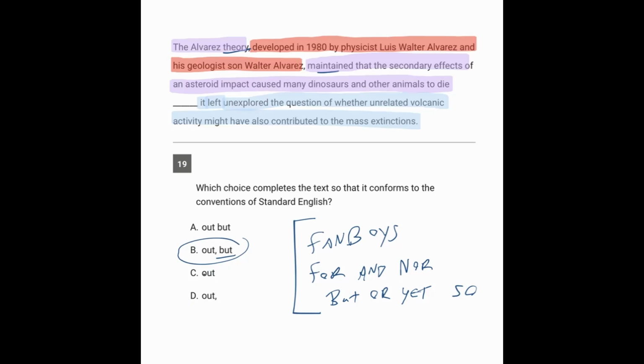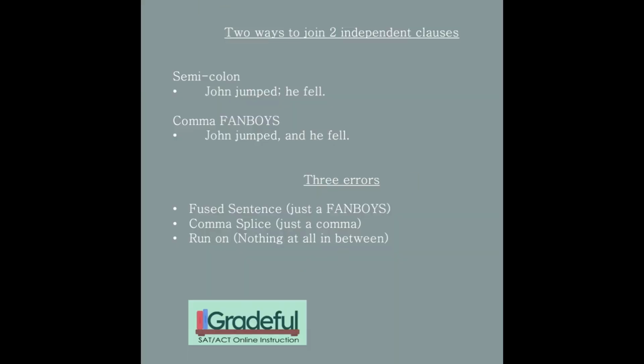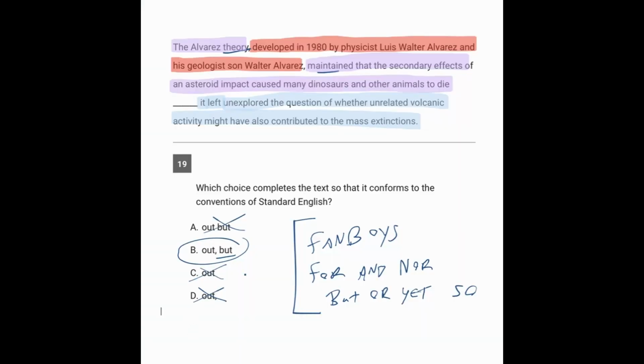Now, by the way, answer choice C, that's our run-on sentence. Answer choice D, that's our comma splice. And answer choice A, that's our fused sentence. So if you really want to be good at grammar, you should know these three names, because if you can name those errors, you're less likely to pick them thinking that they're an answer choice. But the answer here is B.